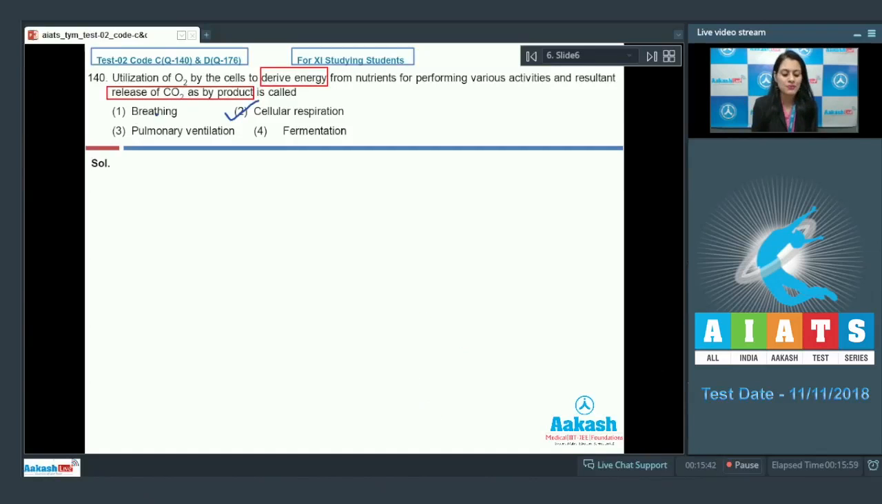The very first option given is breathing, and this is an incorrect option because gaseous exchange from atmosphere is known as breathing. And the other name for this breathing is pulmonary ventilation. So this is also an incorrect option. Our last option is fermentation, and this is also an incorrect option because fermentation is a process in which chemical breakdown of substances like sugar takes place by bacteria, yeast and other microorganisms in the absence of oxygen. So this is an incorrect option, and the correct answer for this question is option number 2. Let's move on to the next question.